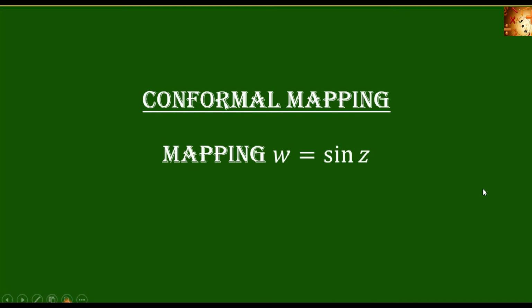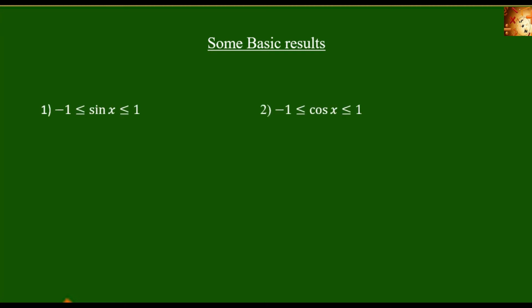Next, we are going to discuss the nature of the conformal mapping W equal to sin Z. Before that, let me discuss some basic results which we need in the conformal mapping W equal to sin Z. That is, minus 1 is less than or equal to sin x less than or equal to 1. That is, mod sin x is less than or equal to 1. For cos x, it is minus 1 less than or equal to cos x less than or equal to 1.